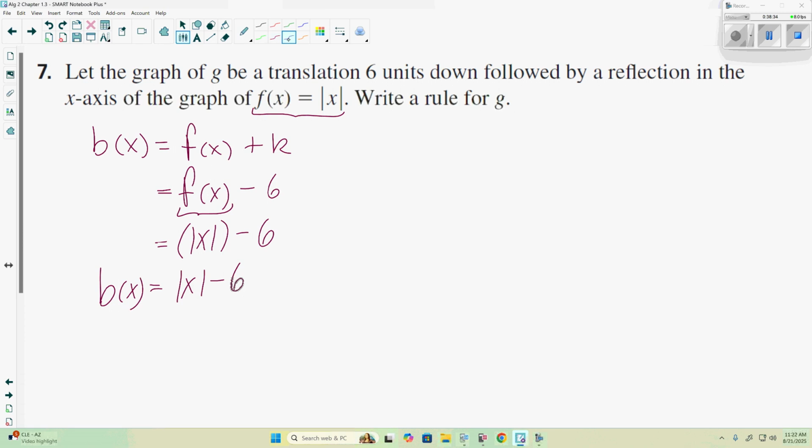What do we want to call the next one? I know it says g of x. I'm going to ignore it. Give me a letter. T. So our next one, we can say t of x is equal to. So we're talking about a reflection in the x-axis. Normally, our notation for it is negative f of x, but we're not applying it to f of x anymore. We're applying it to b of x.